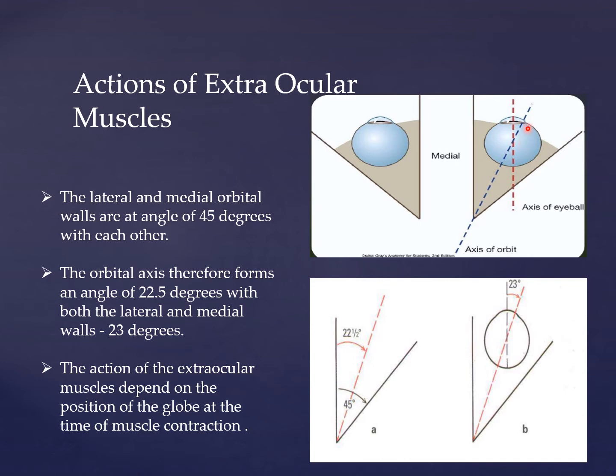The extraocular muscles arising from the orbital apex follow the orbital axis. This is the line of muscles. Muscles are coming from the orbital apex and they are going forward to insert into the eyeball. And they are not aligned in the same line with the axis of eyeball. So the contraction of muscle produces actions accordingly. This is the orbital axis and this is the axis of eyeball. So these both make an angle of 23 degrees with each other. This is actually 22.5, but for the sake of convenience it is considered as 23 degrees.